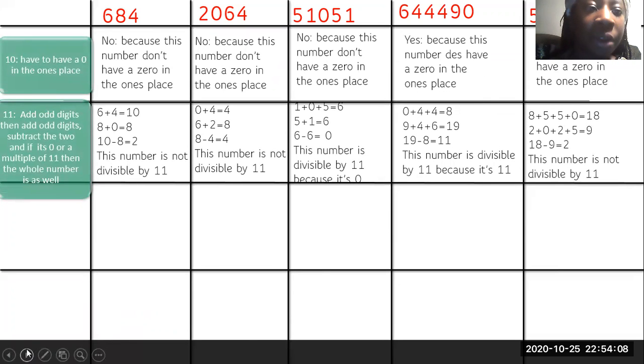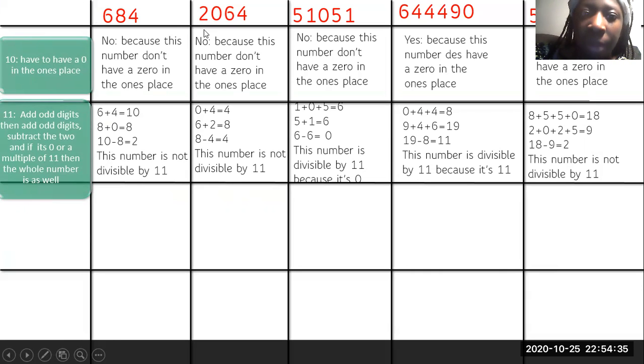Now, as for 11, you'll have to add the even digits, then add the odd digits, then subtract. And if the result is a multiple of 11, or if it's a 0, it is divisible by 11. If it's not, it is not divisible by 11. So we have 684. So we'll have to do the 4 and 6, which is a 10. And then we have 8. And then you'll subtract it, which will give us 2. And 2 is not a multiple of 11.